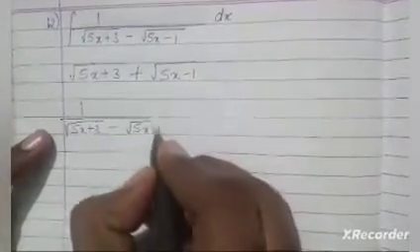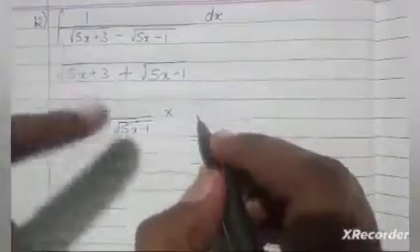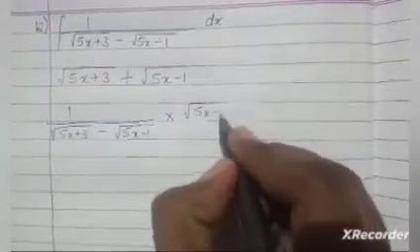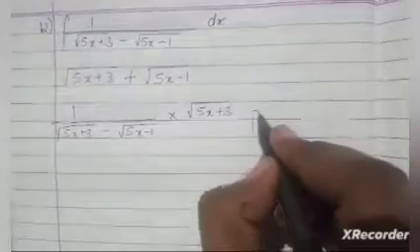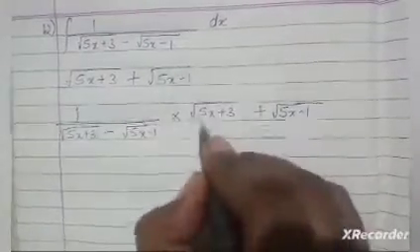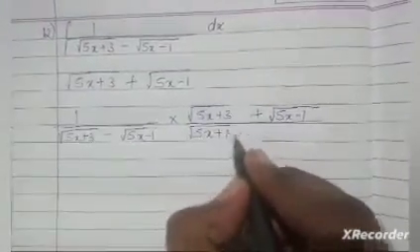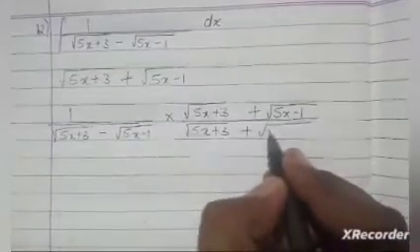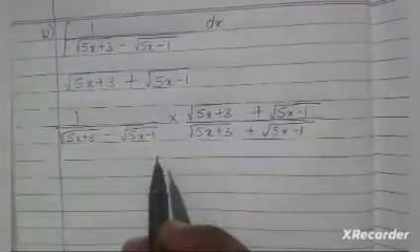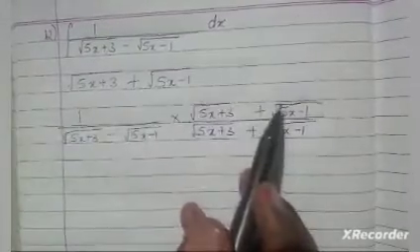Then we have to multiply this conjugate value in the numerator and in the denominator. So it will be root 5x plus 3 plus root 5x minus 1, divided by the same thing, root 5x plus 3 plus root 5x minus 1. Now if we multiply in the numerator, it will be the same value.